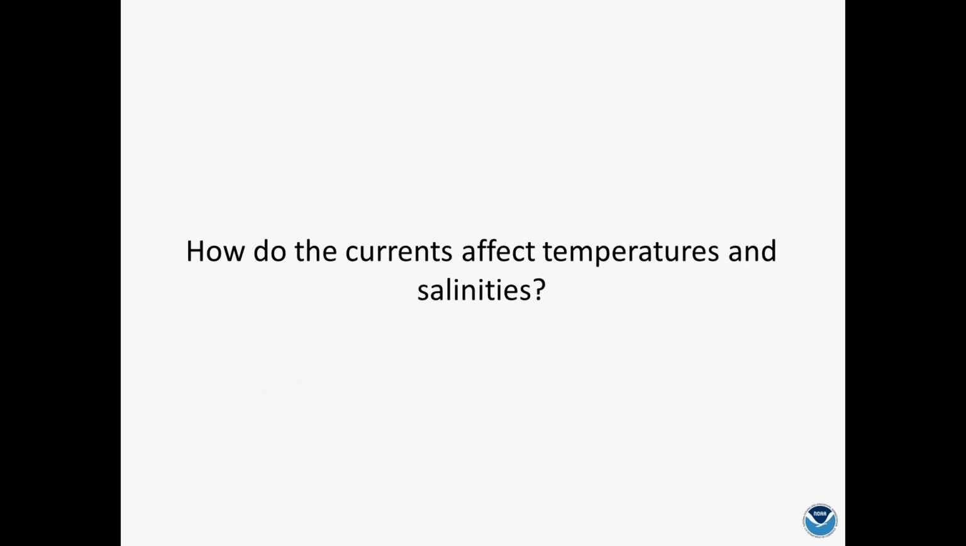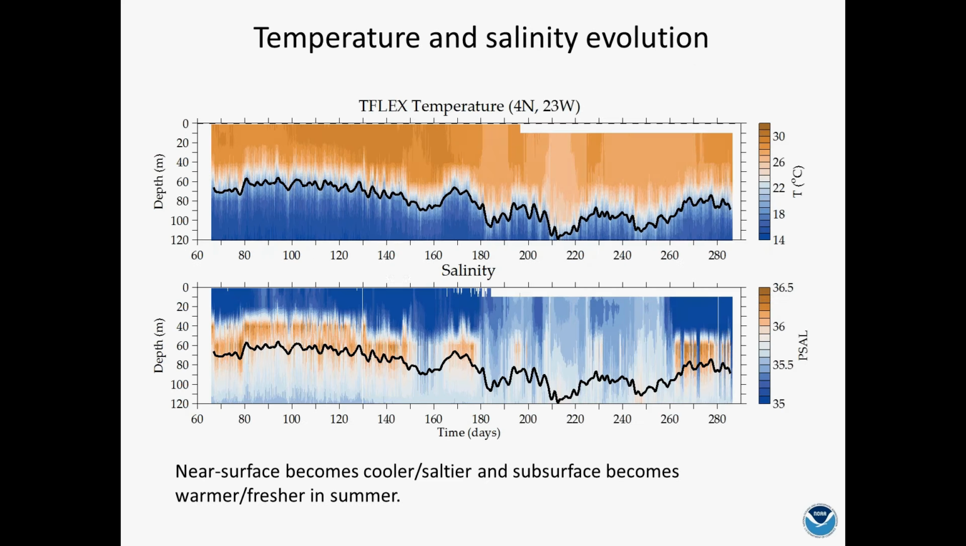Okay, so we have the currents, and because we have temperatures and salinities, we can look at how these variations that we saw from the tropical instability waves affect temperatures and salinities. And this is just preliminary analysis, but I wanted to put it up there because this is part of the motivation for why we've got the sensors there in the first place. We want to understand how this affects the temperature and salinity budgets in the region.